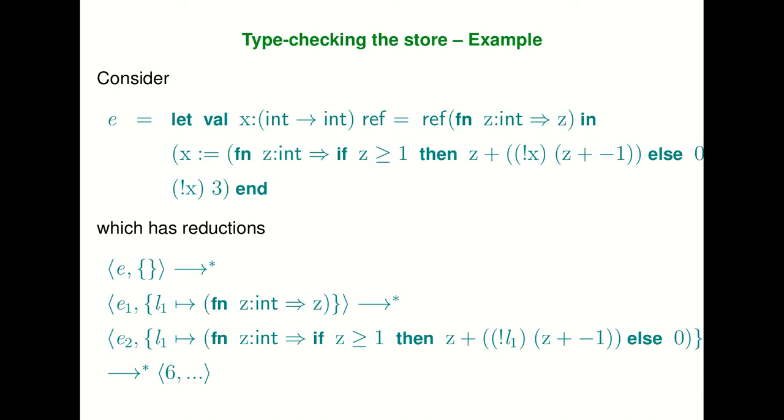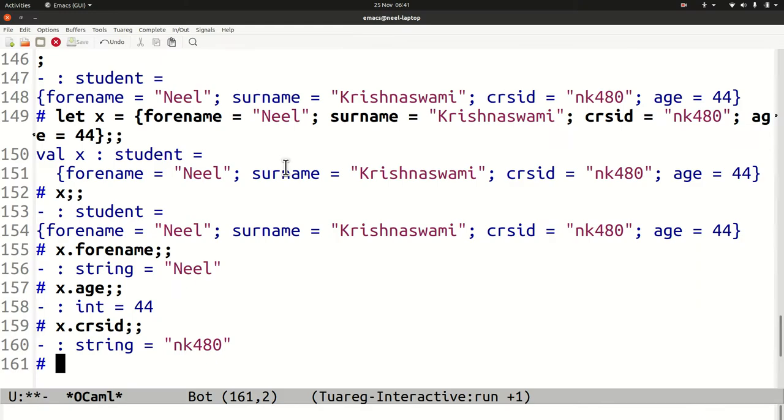And what we're doing, and this is a trick which I should explain, is we are implementing recursion by using mutable store. So let's actually do this. Let's do let x is equal to ref fun x. Let's make it an int.